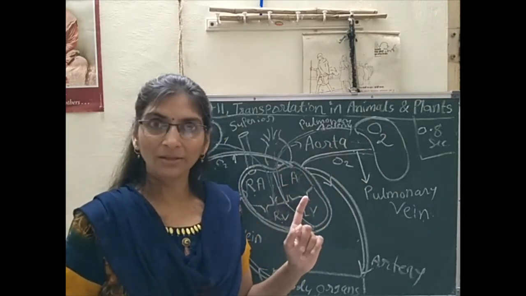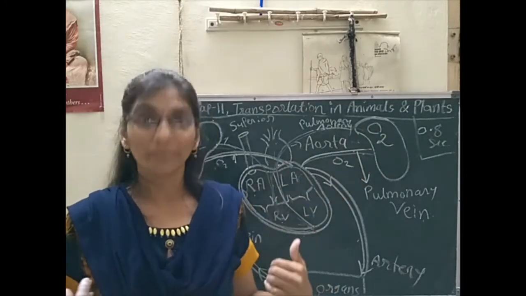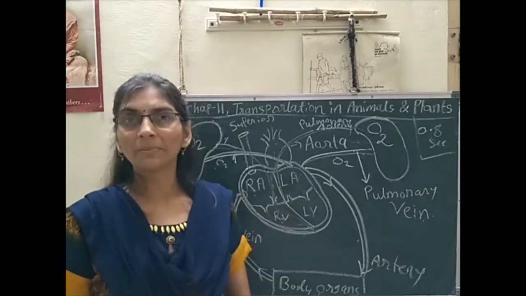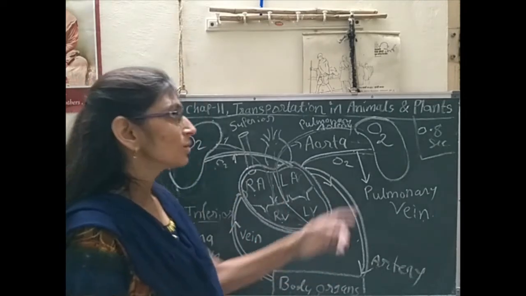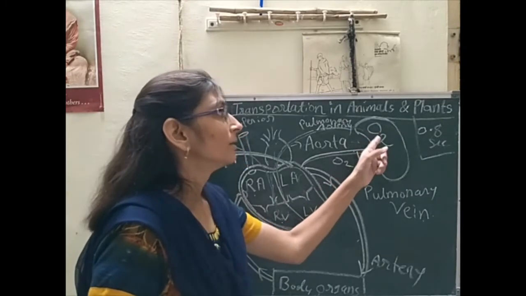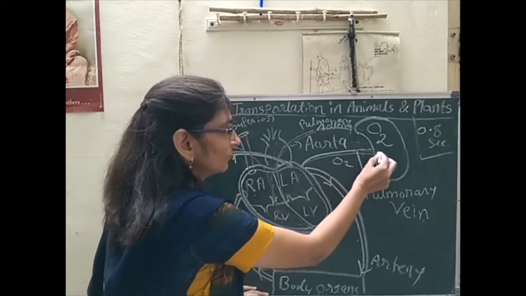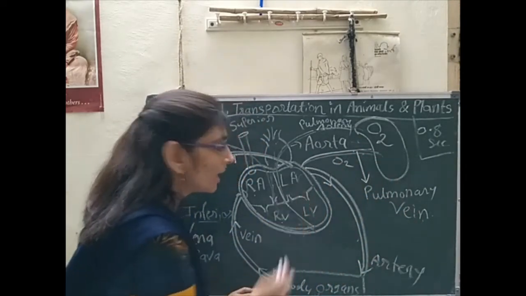Now I have breathed, so now my lungs are full of oxygen. This oxygen should reach all the body parts. So how will it reach? It will reach through the blood. So the blood with oxygen flows through the pulmonary vein towards the left atrium.